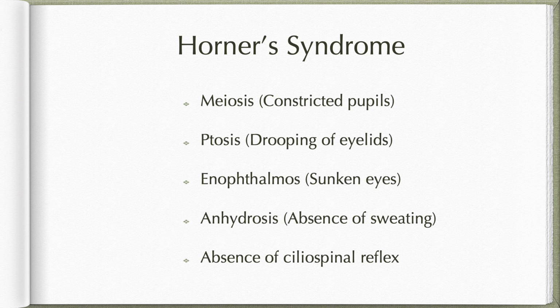So pinching on the back of the neck should result in widening of the eye or pupillary dilatation. Now that reflex will be lost because of the involvement of sympathetic fibers. So this combination of meiosis, ptosis, enophthalmos, anhidrosis and absence of ciliospinal reflex is what we call as Horner's syndrome.